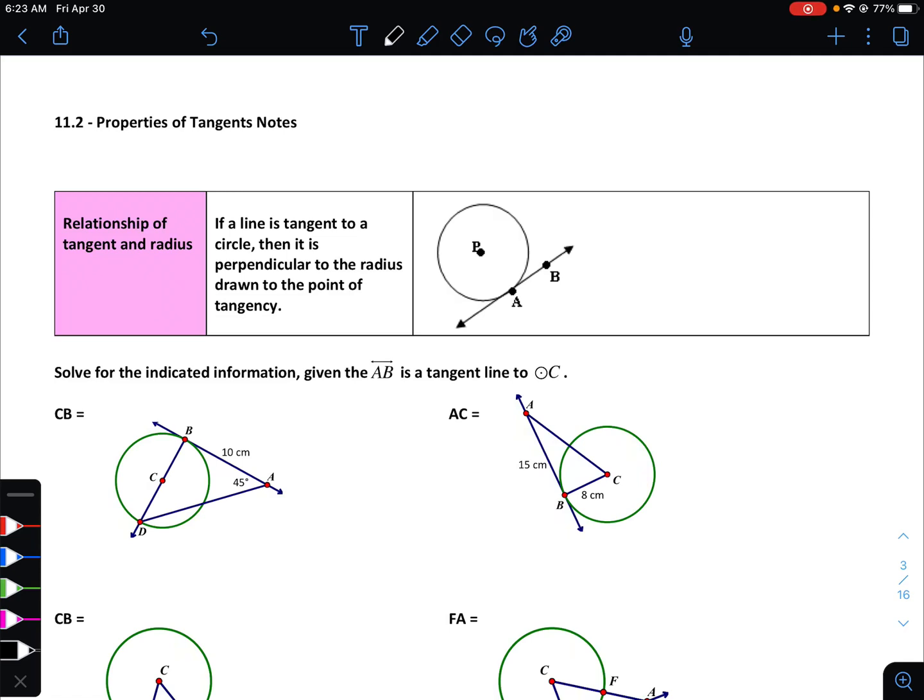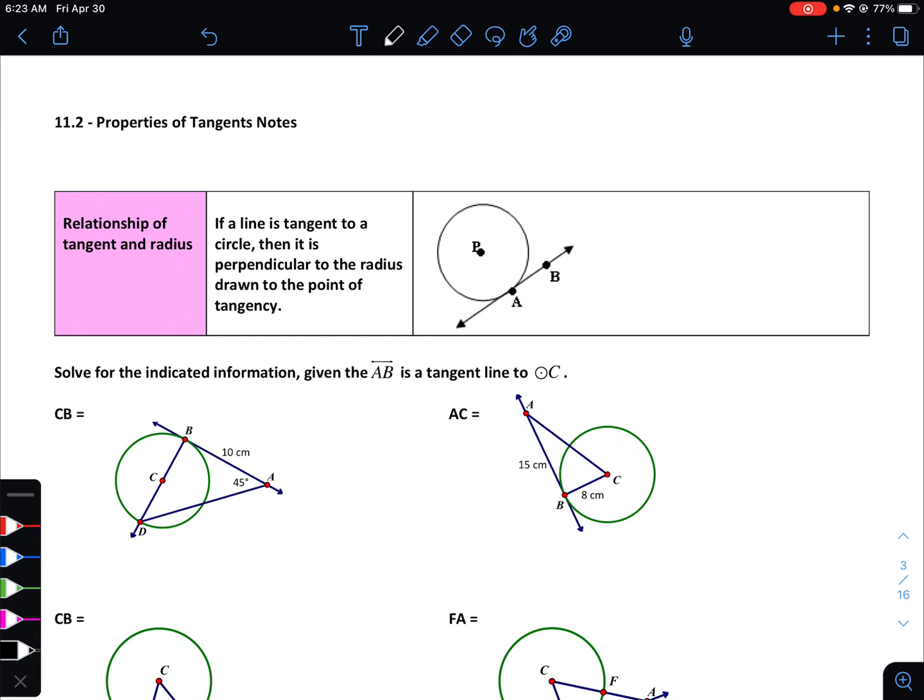Alright guys, so in section 11.2, we're going to talk a little bit more about circles, and in particular, we're going to talk about some of the properties of tangents. So remember, tangents are lines which intersect our circle at only one point. And so let's first talk about the relationship between your tangent and the radius for a circle.